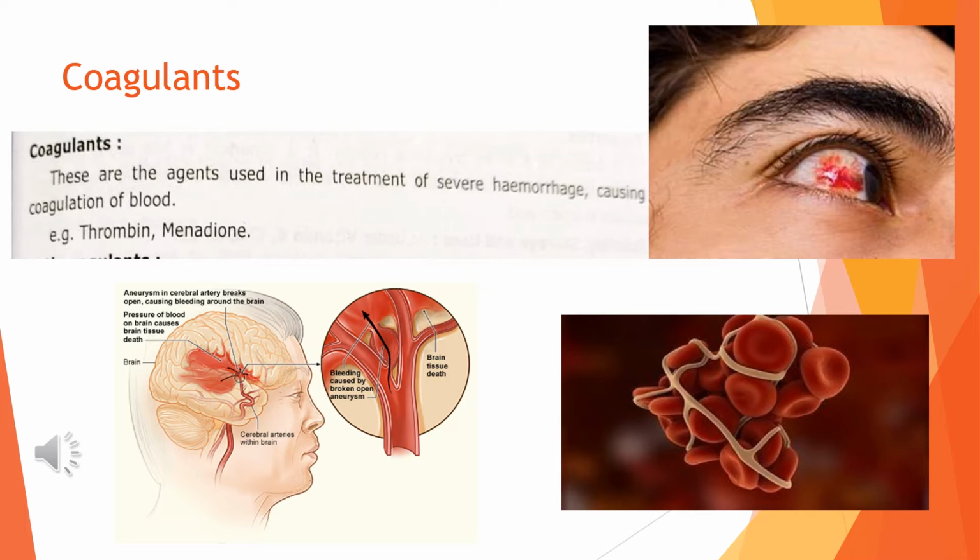Hemorrhage. What do you mean by hemorrhage? That is release of blood from a broken blood vessel, either inside or outside the body. Blood will flow inside your body, that is hemorrhage due to severe injury. As you can see in the slide, it may be in the brain or it may be in eyes, mouth or any organ. That is hemorrhage.